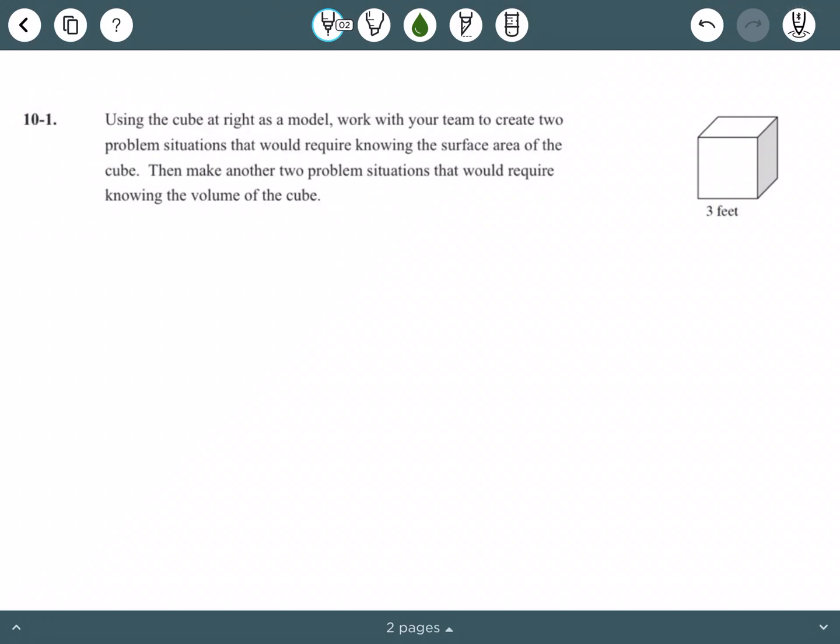Problem 10.1, using the cube at right as a model, work with your team to create two problem situations that would require knowing the surface area of the cube. Then make another two problem situations that would require knowing the volume of the cube.